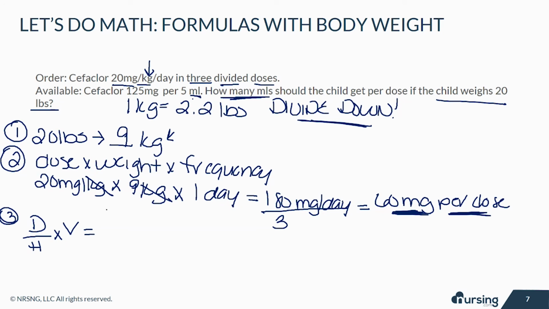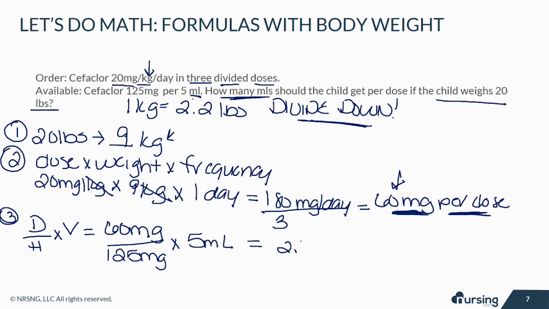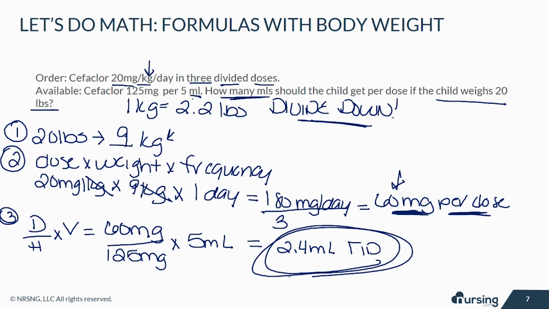Okay, so we're back. Our desired dose is 60 milligrams, okay? Remember, this is per dose now, over what we have is 125 milligrams per 5 ml. So that's your vehicle, dose desired over have times vehicle. If you did your math correctly and you plugged everything in, you should equal 2.4 mLs 3 times a day. That is your final answer, guys.